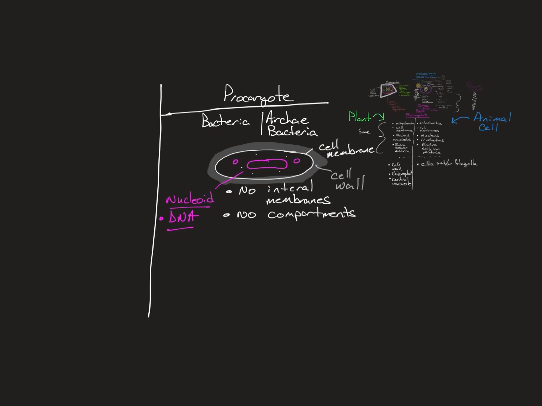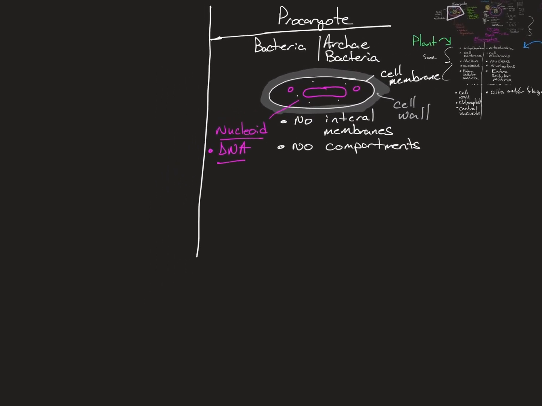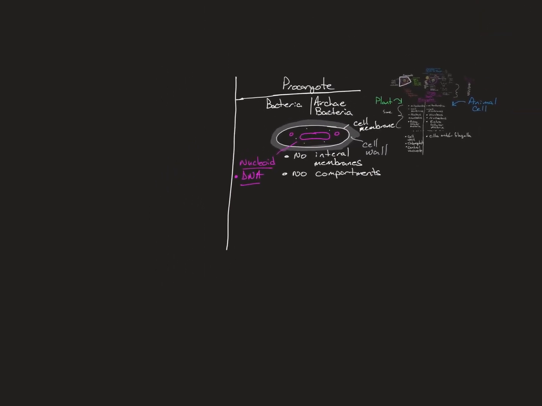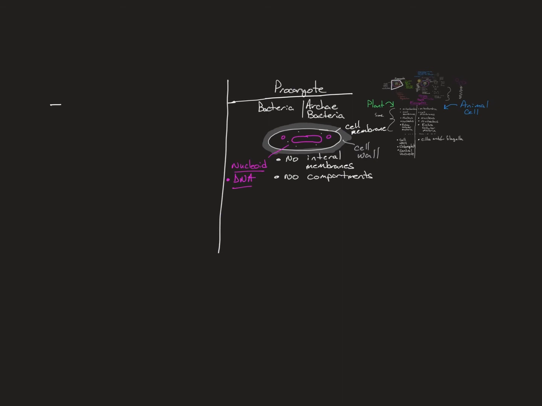There's no separation. But a eukaryote is more like a modern house where you have rooms for everything. Eukaryotes tend to have rooms for everything.